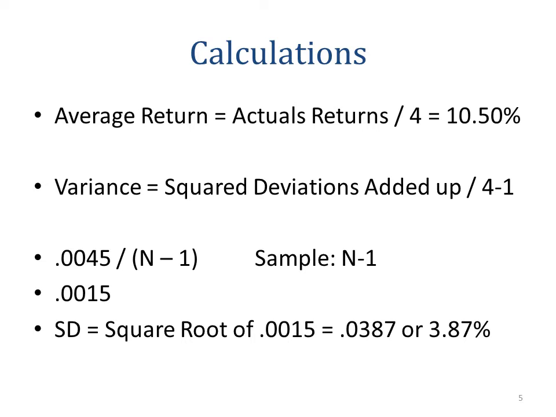That's the variance. Once we have the variance, the standard deviation is easy. It's simply the square root of that number. So the square root is 0.0387 or 3.87%. So one standard deviation is 3.87%.